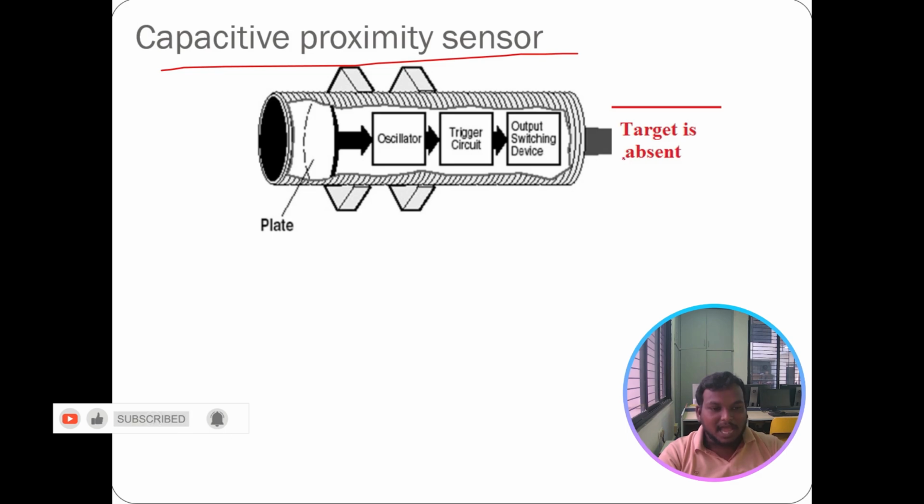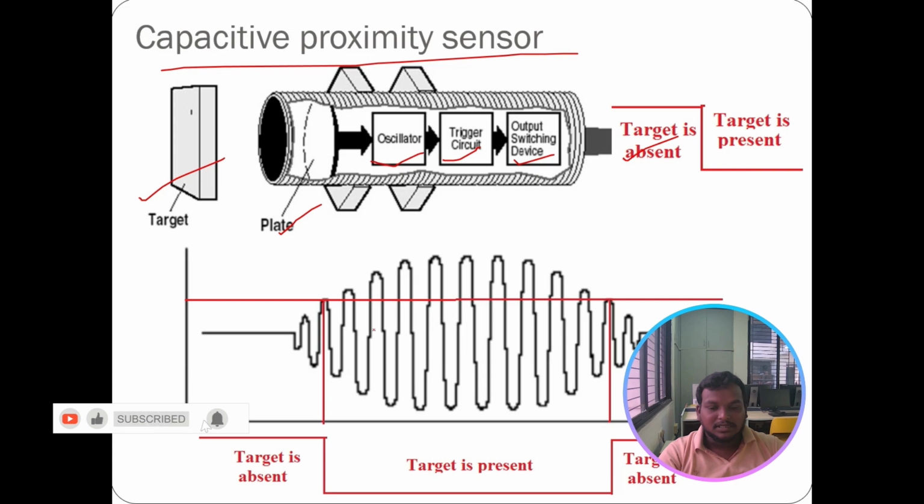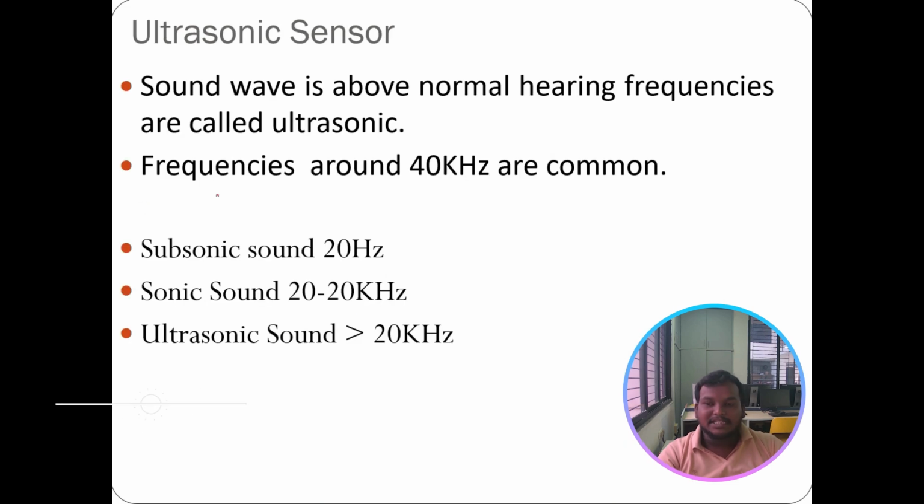The target is absent. This is the plate, oscillator, trigger circuit, output switching device. This is a target. You can see the echo is a straight line when the target is absent. Here also, the target is absent, which means the echo is a straight line. The target is present, the echo is like this. You can see the echo. And next is the ultrasonic sensor.